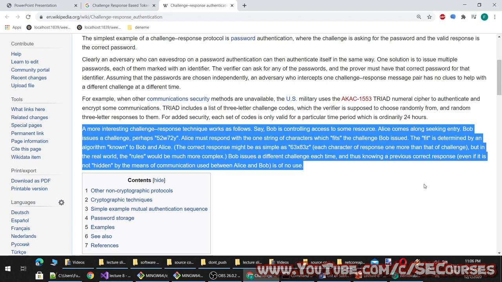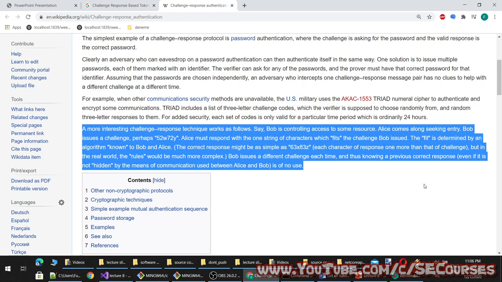A more interesting challenge response technique works as follows. Say Bob is controlling access to some resource. Alice comes along seeking entry. Bob issues a challenge, perhaps 52W72Y. Alice must respond with the one string of characters which fits the challenge Bob issued. The fit is determined by an algorithm known to Bob and Alice. The correct response might be as simple as 63X83Z, each character of response one more than that of challenge, but in the real world, the rules would be much more complex.